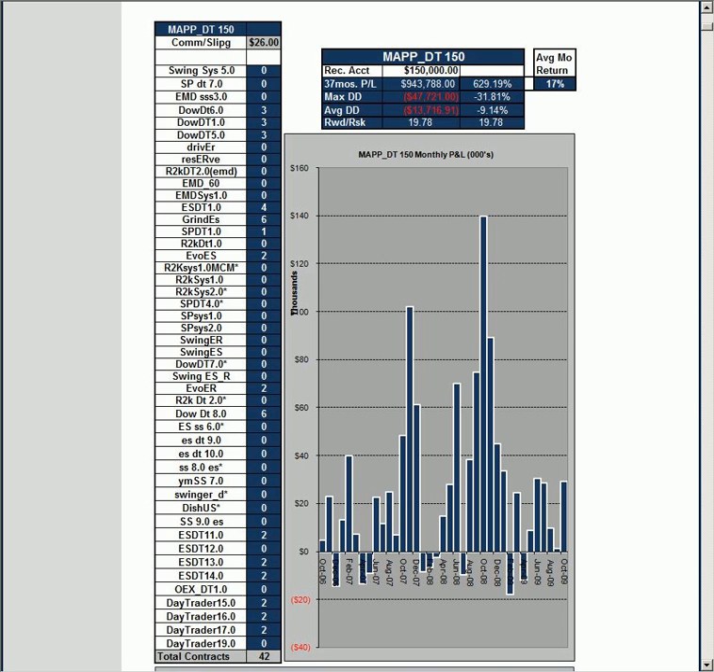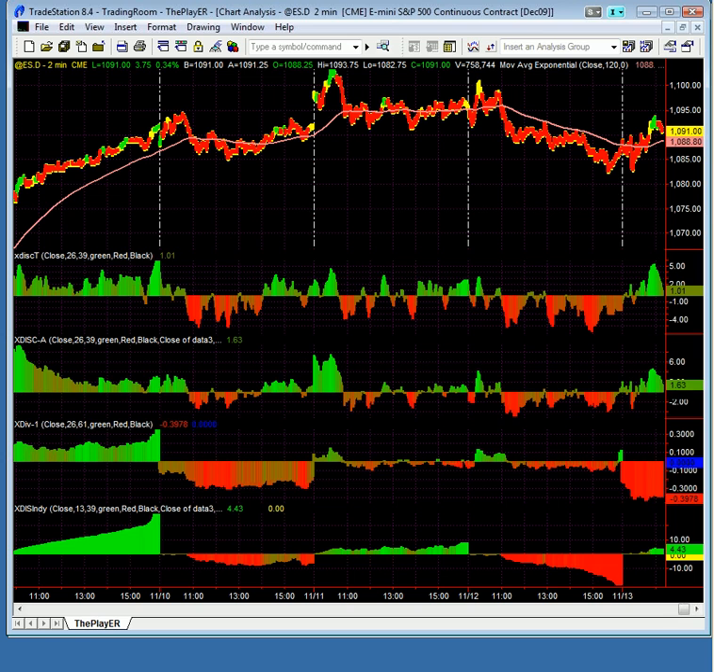The first thing we're going to look at here is a chart of the market. This is the mini S&P 500 futures contract, front month in nature, looking at a last print of 1091. Actually, kind of a choppy day on this Friday the 13th, Friday the 13th day of November 2009. Kind of an interesting day today.